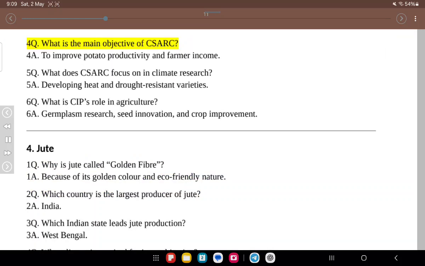4Q. What is the main objective of CSARC? 4A. To improve potato productivity and farmer income. 5Q. What does CSARC focus on in climate research? 5A. Developing heat and drought-resistant varieties. 6Q. What is CIP's role in agriculture? 6A. Germplasm research, seed innovation, and crop improvement.